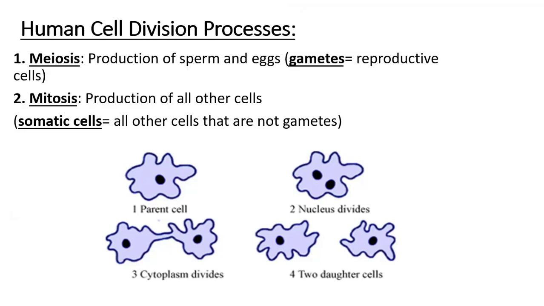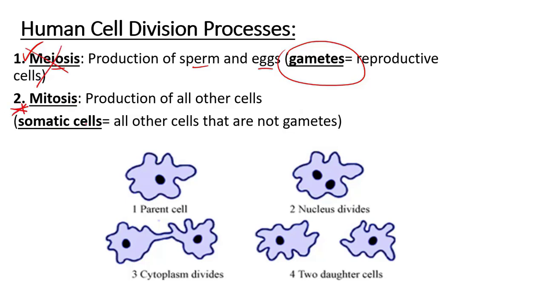Your body uses two different processes in order to divide your cells. The first process is called meiosis, and meiosis is when you need to make copies of sperm or eggs, otherwise known as gametes, the reproductive cells. We're not going to talk about meiosis today. Today we're going to talk about mitosis.